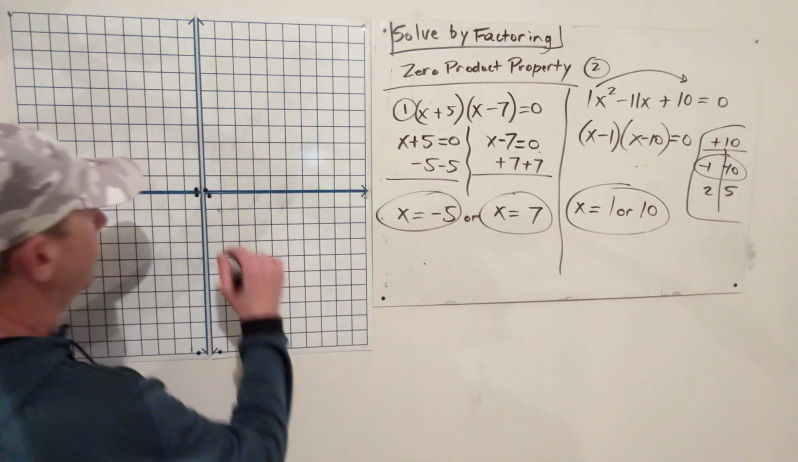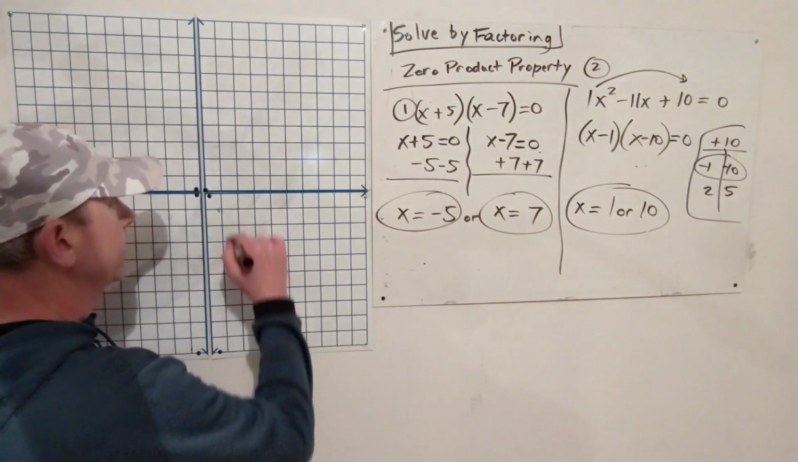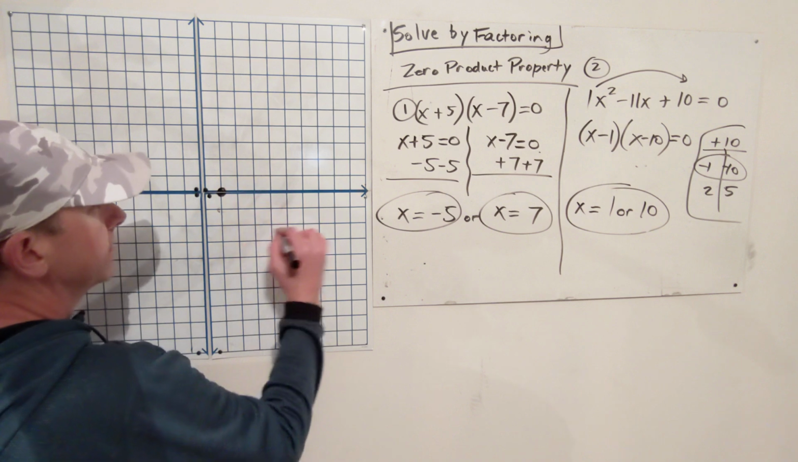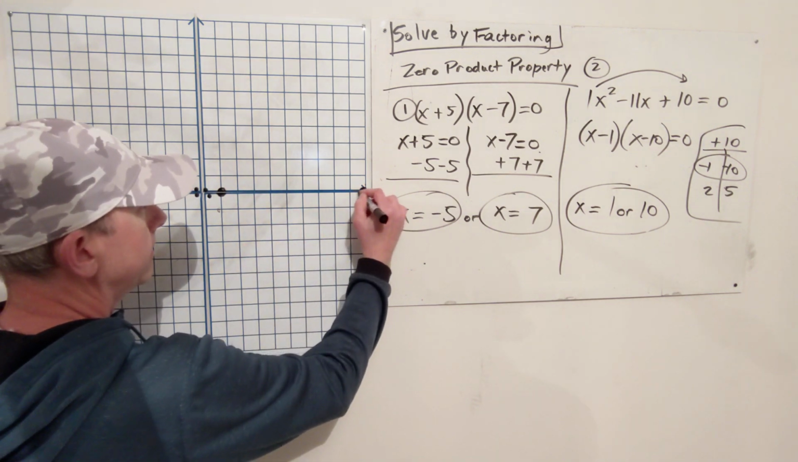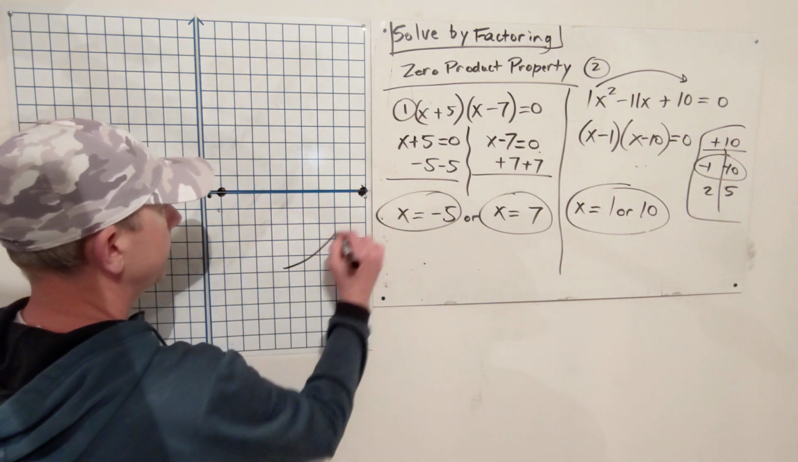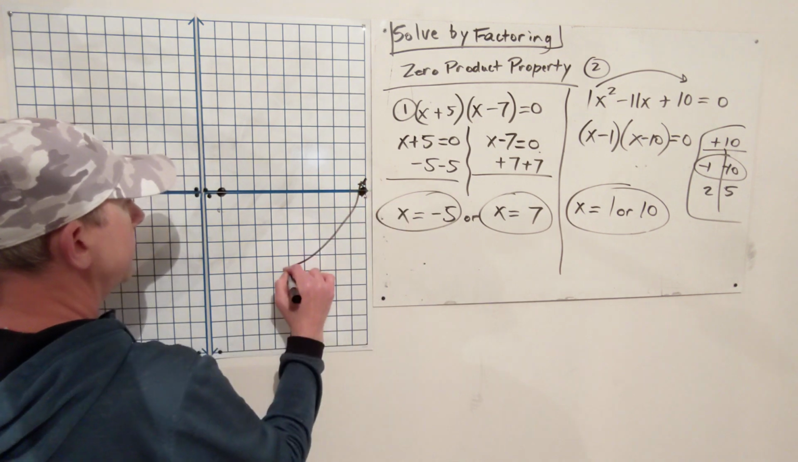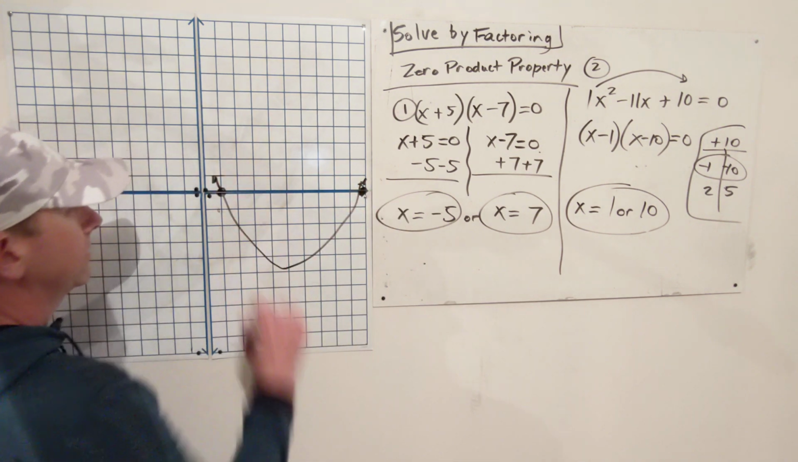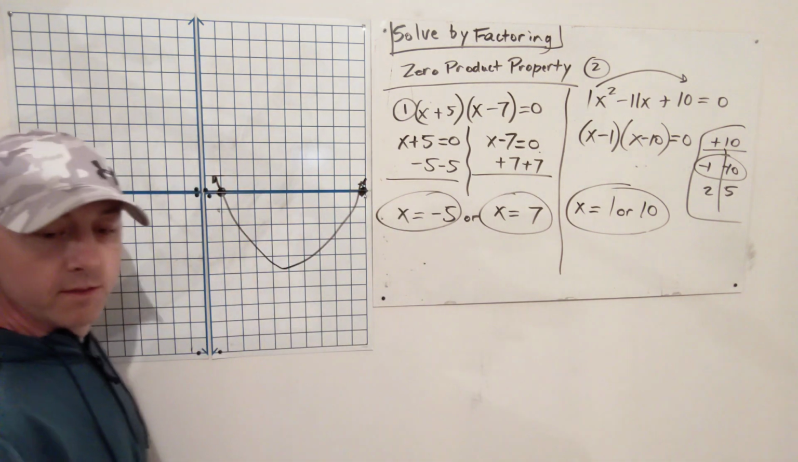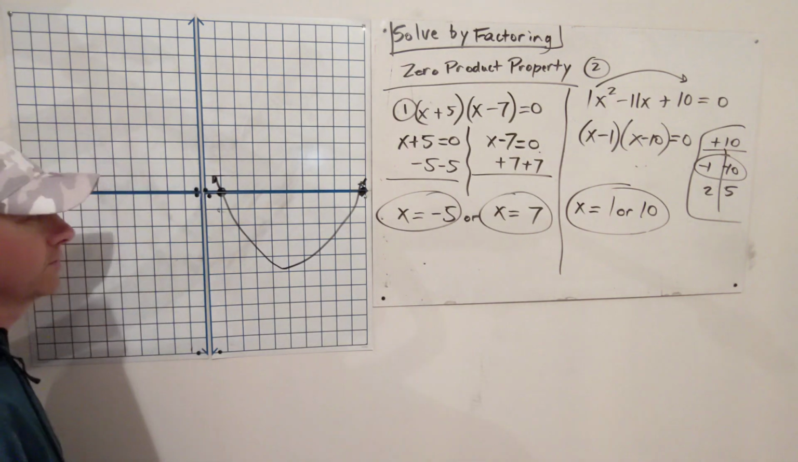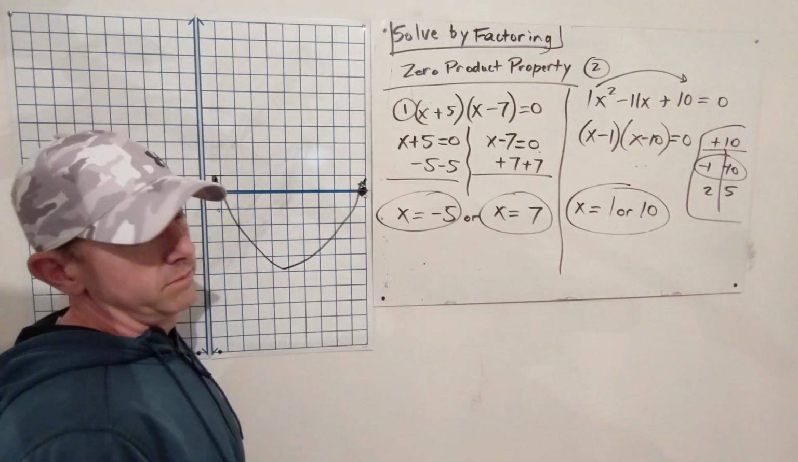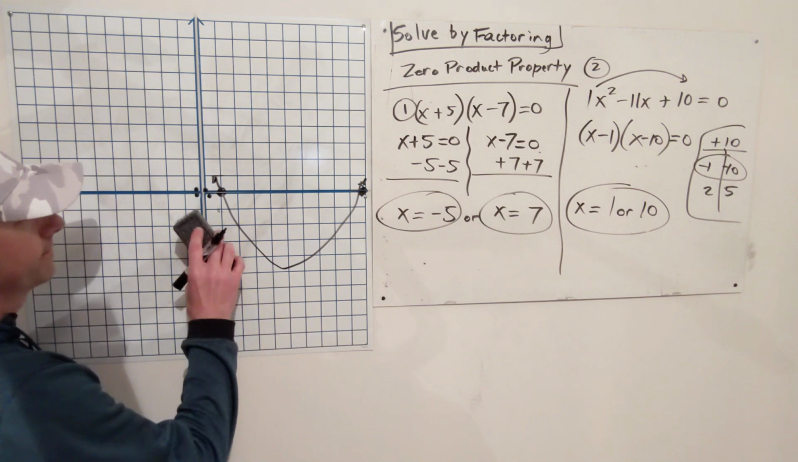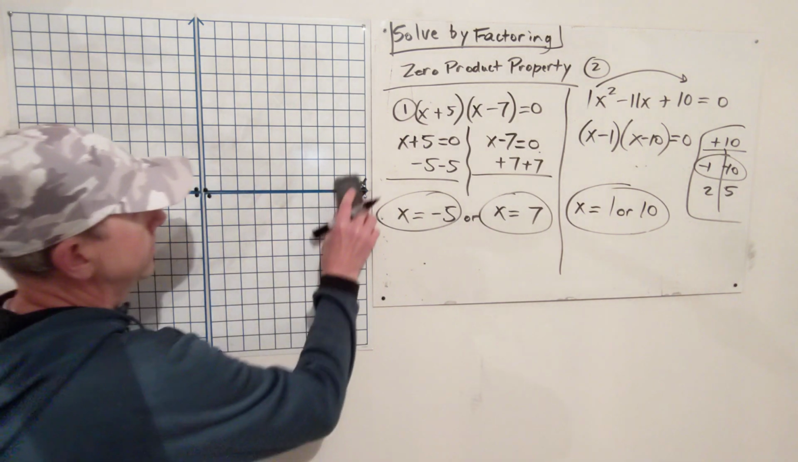Okay, so as far as the graph goes, you don't have to do this on the homework, but I think it's good to show you. Here is positive 1, 10 is out there, and so our parabola would go right there. This one would go right there. So you can kind of see an estimate of that, because we're going to use that later on, probably before the end of April. Okay, all right, so there's number 2.